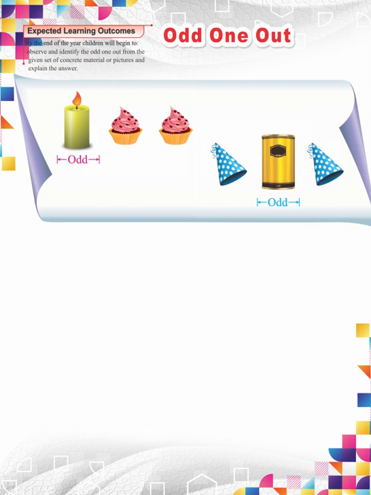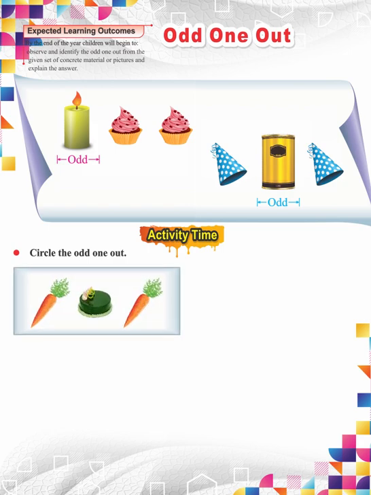Let's have activity time. Circle the odd one out. In picture 1, you see 2 carrots and 1 cake. Cake is odd, so circle the cake.